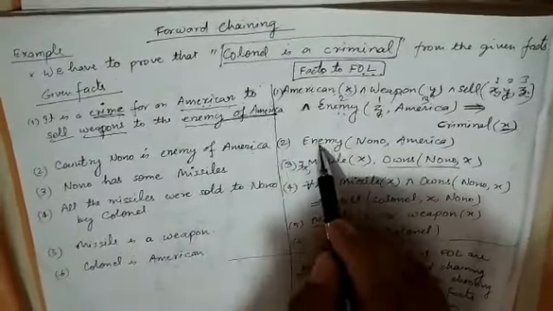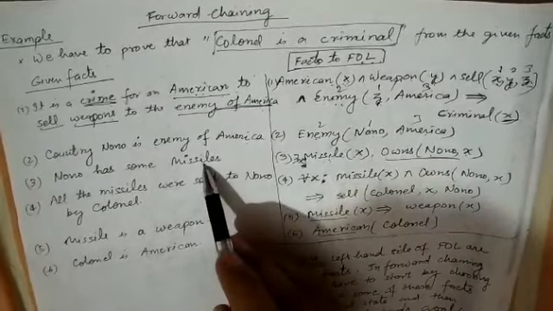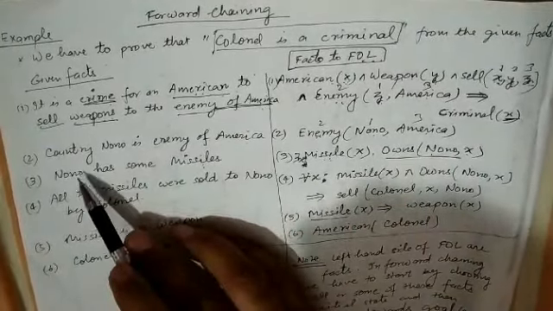Nono has some missiles. So let's say X is a missile. There exists X, such that, with a colon here, X is a missile and X is owned by Nono. Nono has some missiles means Nono owns missile. So Owns(Nono, X), where X is a missile, which is owned by Nono.